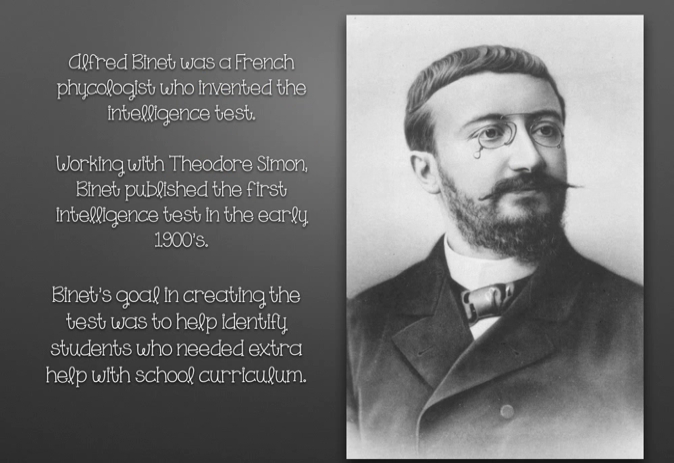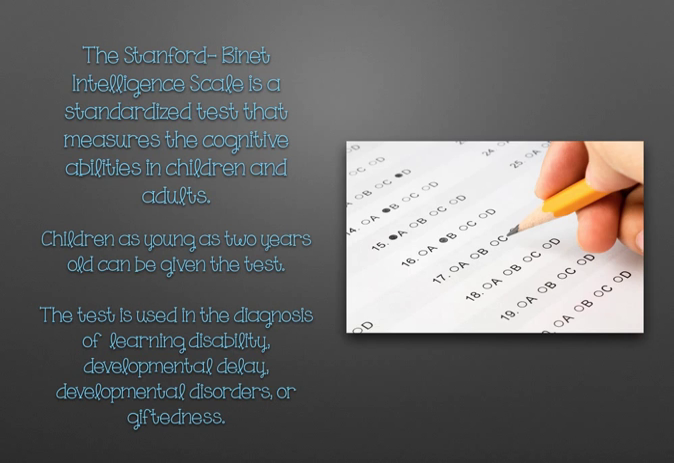The Stanford Binet Intelligence Scale was created by Alfred Binet, who was a French psychologist. He worked with Theodore Simon and they published the first intelligence test in the early 1900s. Their goal together in creating the test was to help to identify students who needed extra help with school curriculum. So the intelligence scale is a standardized test that is used to measure the cognitive abilities in children and adults. So children as young as 2 years old can be given the test.